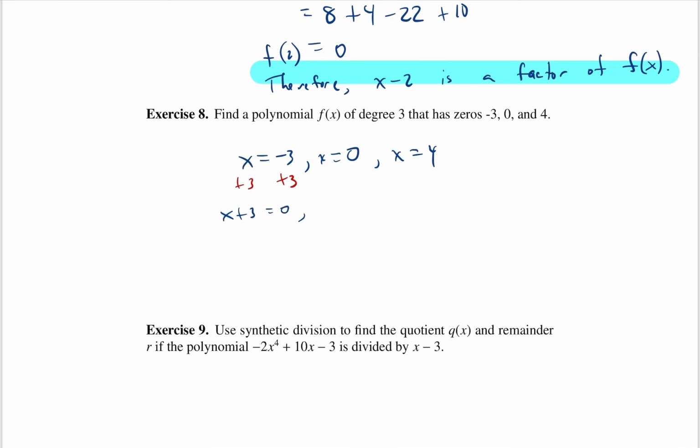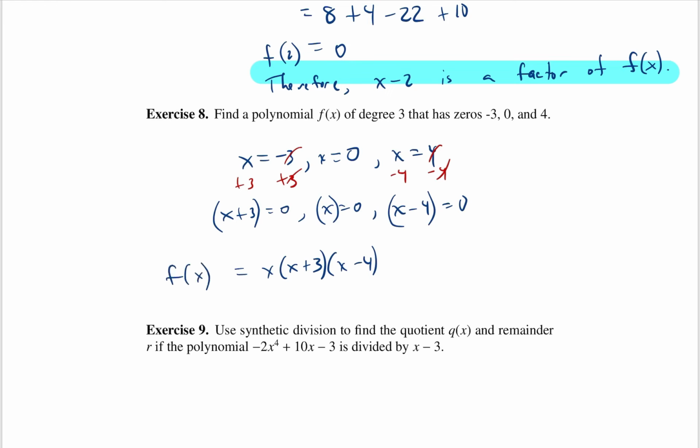This one's already in the form that we need it to be. This one you can do the same thing by subtracting 4 over, and that leaves us with x minus 4 equal to 0. Then we take these three factors and we multiply them by one another. I'm going to put x as the first factor, x plus 3 is the second factor, and x minus 4 is the third factor. And that is going to be our polynomial.